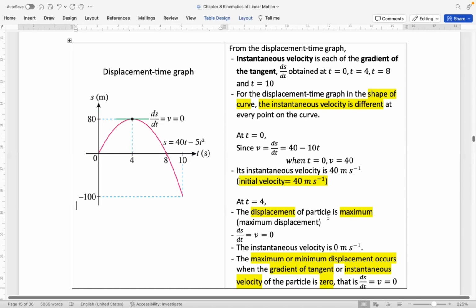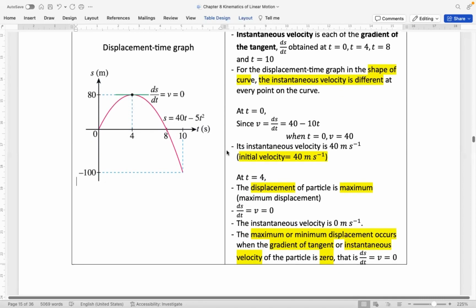When you have a maximum displacement, let's check this point. If I want to draw a tangent line, the tangent line is a horizontal line. That means the differentiation answer is 0. ds/dt is 0 and ds/dt is v, so v equals 0. That means when you have a maximum displacement, the instantaneous velocity is 0. Generally, if you have a maximum or minimum displacement, we have gradient of tangent 0 and also instantaneous velocity 0.